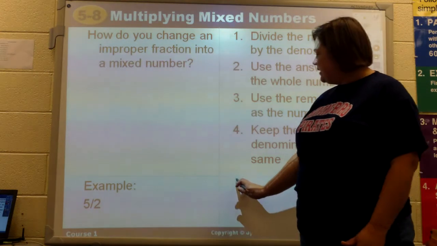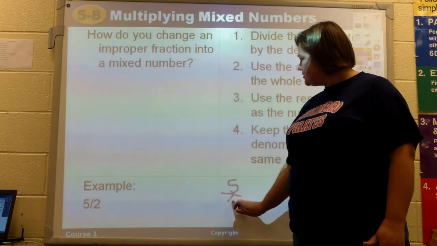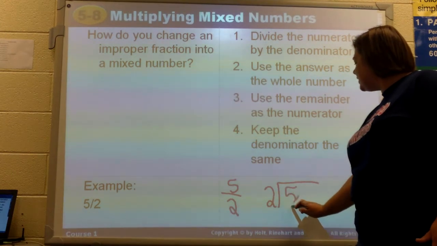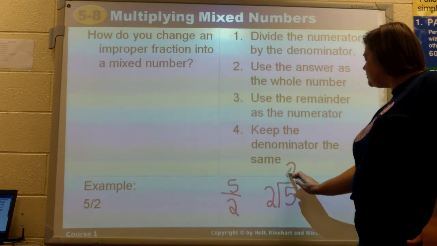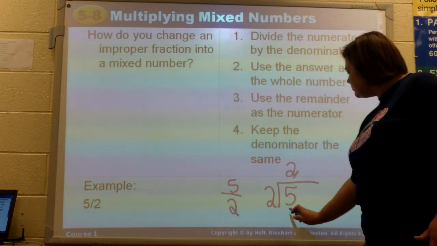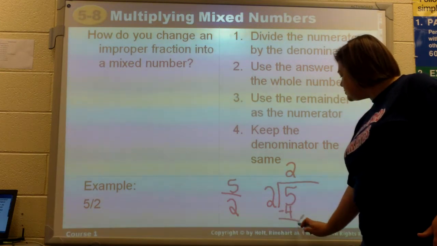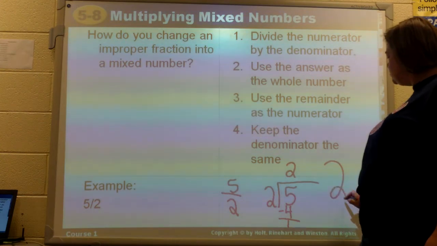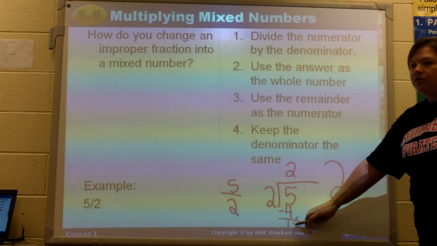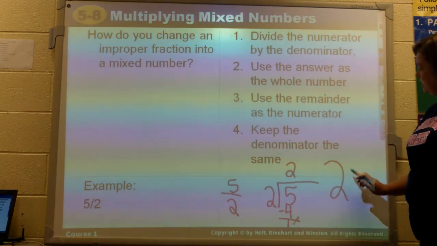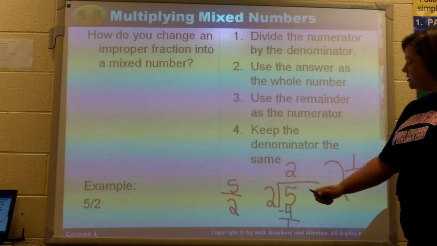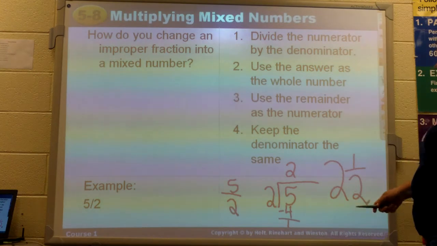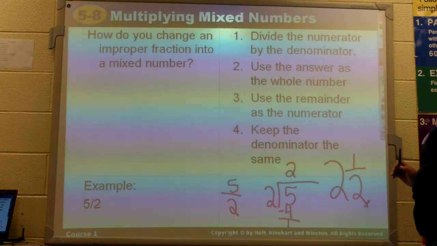For example, if we have 5 halves, we would divide 2 into 5. 2 goes into 5 2 times. 2 times 2 is 4, 5 minus 4 is 1. So the whole number is 2. It goes 2 whole times with our remainder, our leftover part, 1 as our numerator. The denominator stays the same. So 5 halves is equal to 2 1/2.